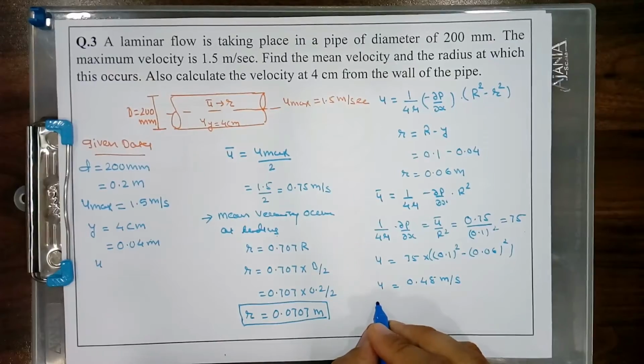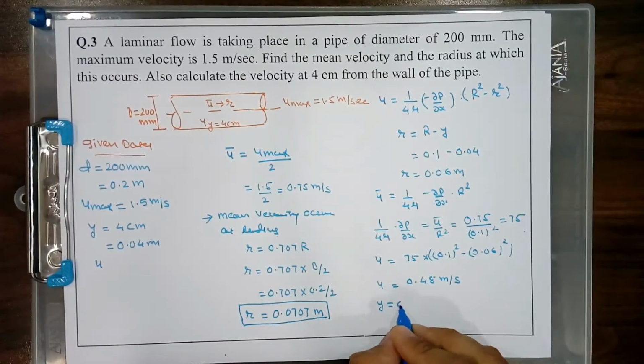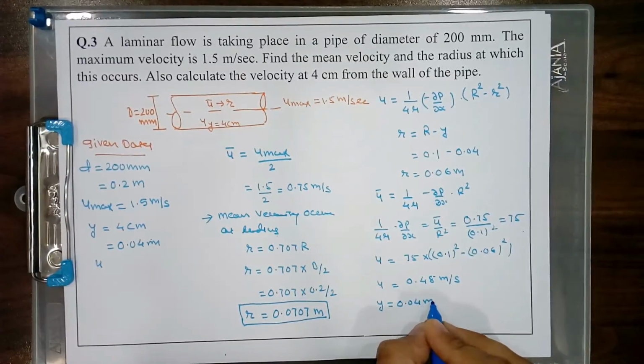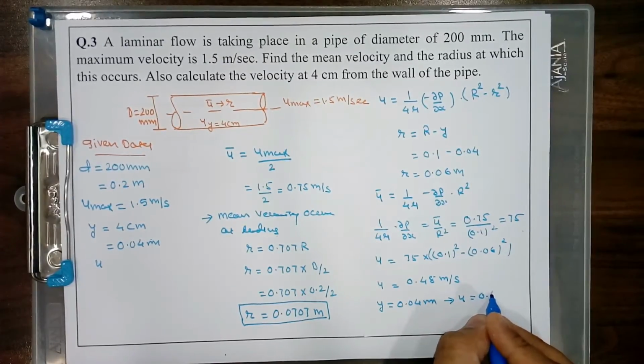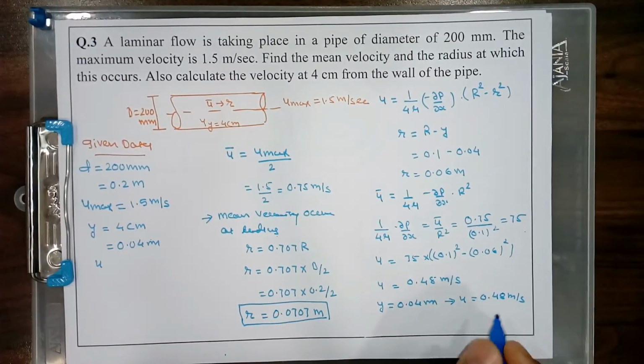So students, final conclusion, y equals 0.04 meter. The velocity or the local velocity is 0.48 meter per second. So this is our answer.